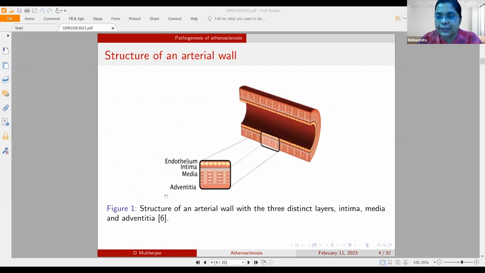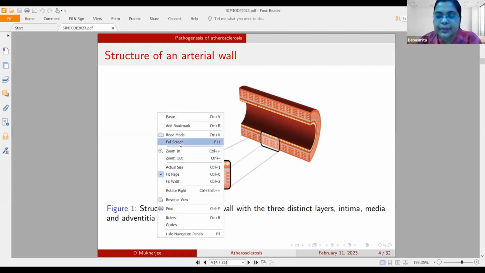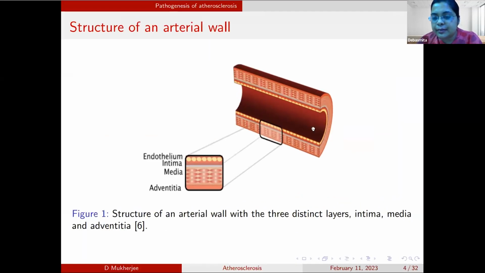Now, this is the structure of a healthy artery. This is called the lumen, where blood flows smoothly. I'll just make it full screen. There are three layers in the artery: intima, media, and adventitia. These artery layers and the lumen are separated by a layer of endothelium cells. Now the plaque formation occurs in this intima layer.